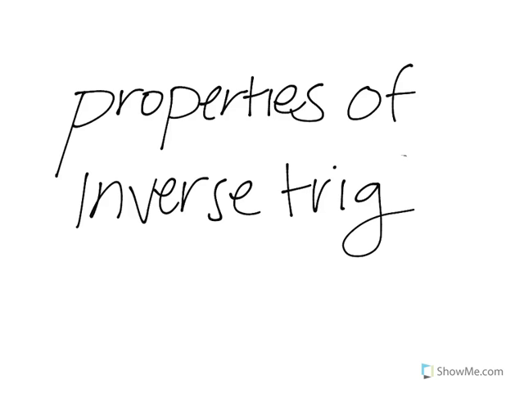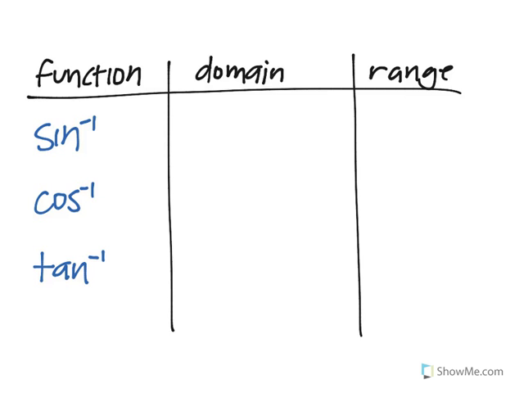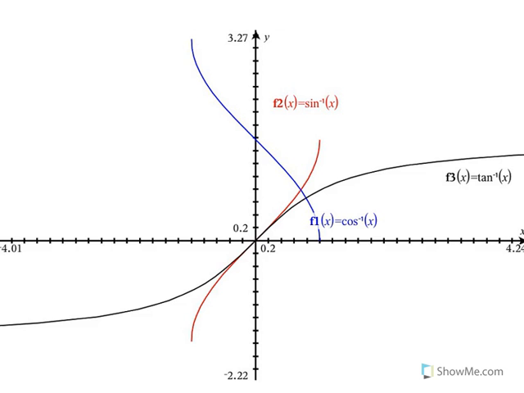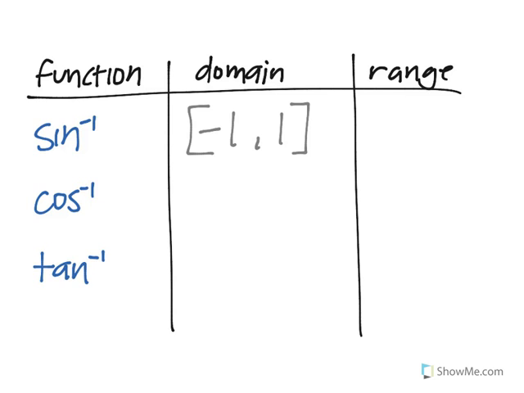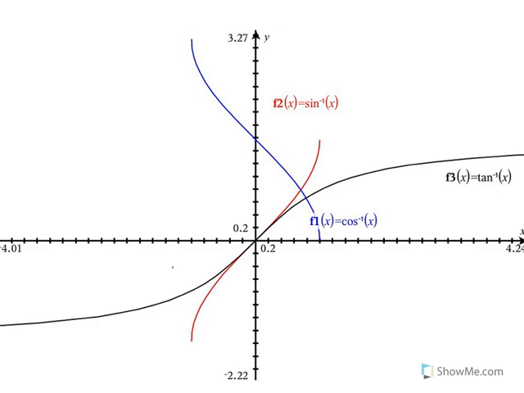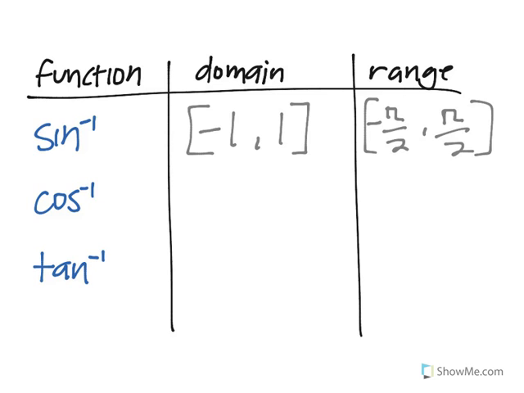Now we will look at the properties of inverse trig functions. The domain measures the graph from left to right, and the range measures it from bottom to top. If we look at the red graph of inverse sine of x, we can see that the domain is from here to here, from -1 to +1. The range is from here to here, from -pi/2 to pi/2.